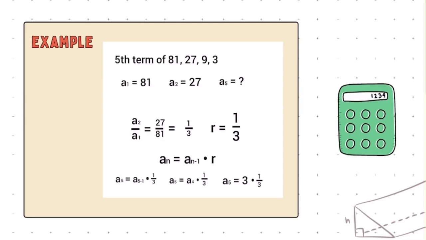Second example, find the 5th term of 81, 27, and 9. Here, the first term is 81, and the ratio is 27 divided by 81, which equals 1/3. So, a sub 5 equals 81 multiplied by 1/3 to the 4th power. 1/3 raised to the 4th power equals 1 over 81, and 81 times 1 over 81 equals 1. So the 5th term is 1.